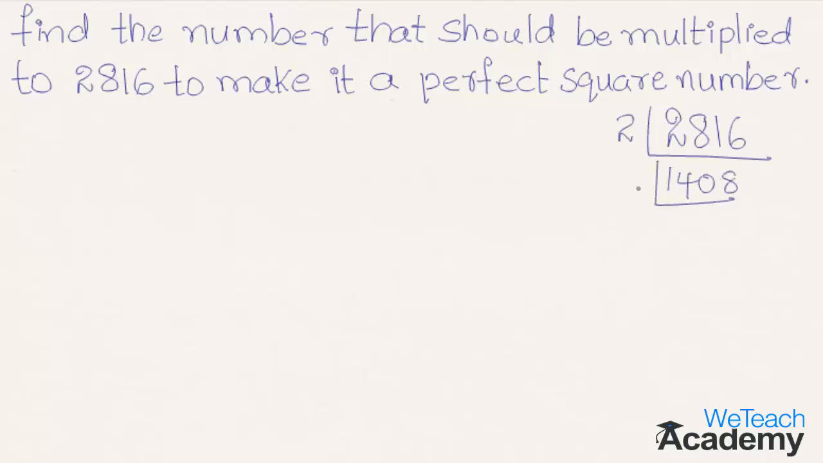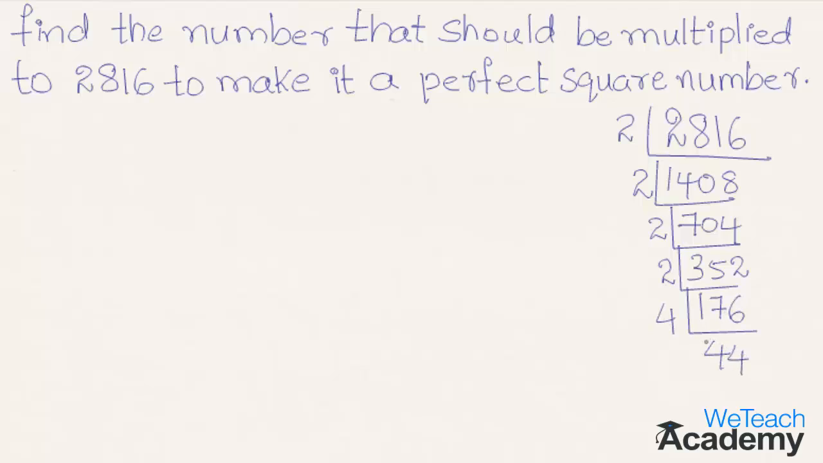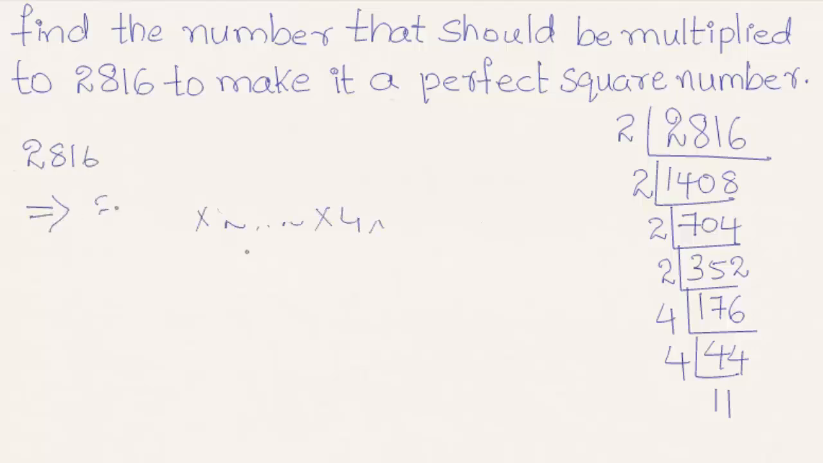So we can write 1408 times 2 is 2816, and again 704 times 2 is 1408, and similarly 352 times 2 is 704, and again 176 times 2 is 352, and 176 can be written as 4 into 44, and again 4 times 11 is 44. So we can write the given number 2816 as the product of the factors.